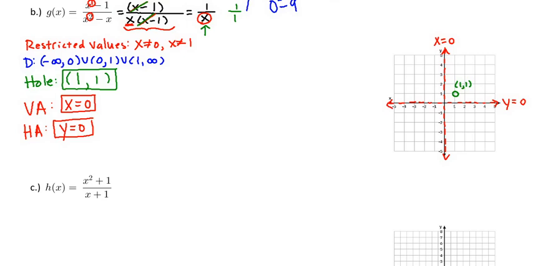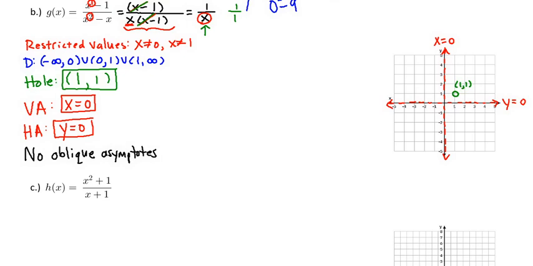Because the degree of the top is not exactly 1 more than the bottom, we do not have any slant, also known as oblique asymptotes. No oblique asymptotes. All right, discontinuities have been covered.